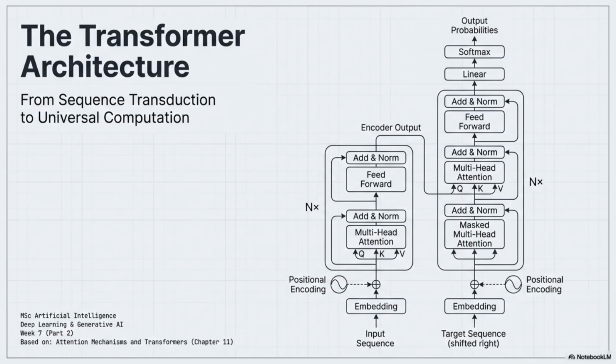So here's our plan for today. First, we're going to look at the problem that older models just couldn't crack. Then, we'll lay out the full Transformer blueprint, and we're going to take it apart piece by piece, the encoder and the decoder. And finally, we'll see how this one elegant design became the foundation for a whole family tree of AI.